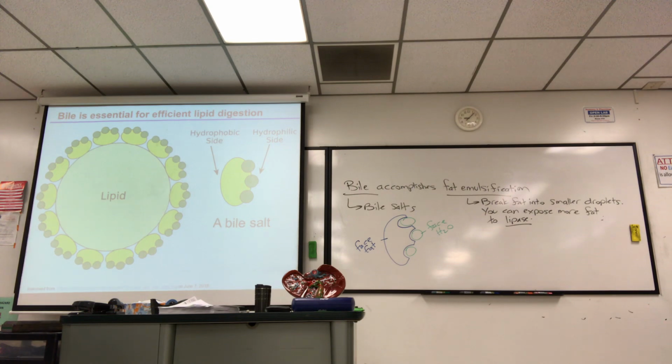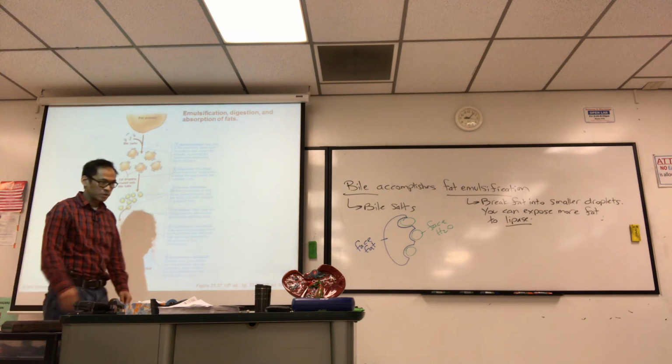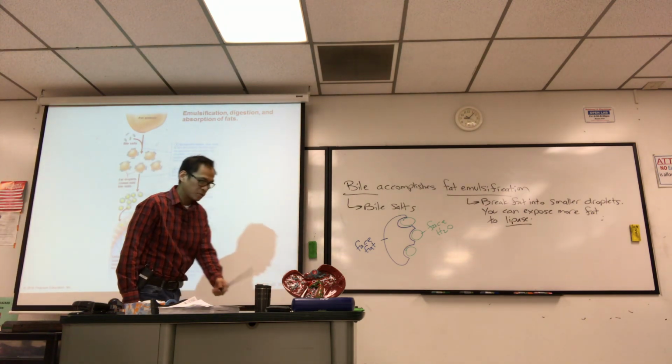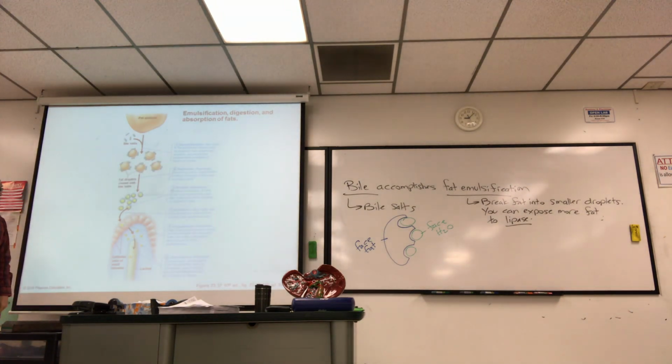Here's another picture of it in the book. It's a little better. It shows you a big fat globule at the top being broken into smaller fat droplets. That is emulsification, but it's not true chemical digestion. You're just making it so you can expose it to the lipase better. Okay. All right, so you see here's a villus of an intestine. These smaller fat droplets can get picked up by the lacteals. Let's remember that these molecules are too big to be absorbed into blood capillaries, but they can be absorbed into lacteals. Okay.